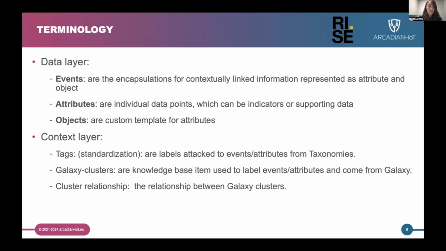The context layer has tags. We can label the event with a tag to give further information. We also have the Galaxy cluster, a knowledge base item used to label the events, and you have this cluster relationship.